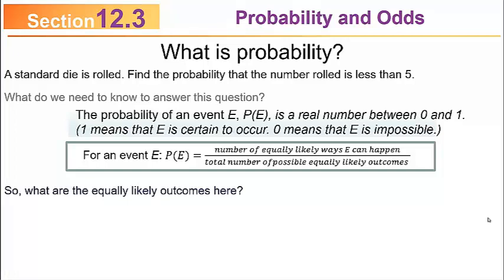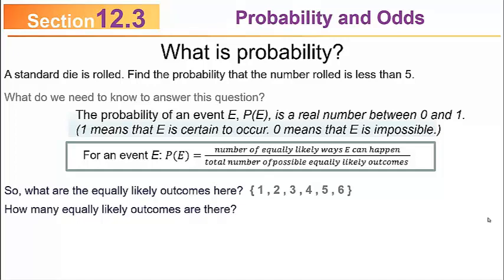So what are the equally likely outcomes here? Well, think about it. You're rolling a standard die, so your possibilities are 1, 2, 3, 4, 5, or 6. How many of those are there? Well, obviously there are 6 of them. How many of those, though, are less than 5? Because remember, we're looking for the probability that the number is less than 5 when we roll the die. Well, 1, 2, 3, or 4, those would all be less than 5, and there are 4 of them. So there are 4 results less than 5, and there are 6 total possible outcomes.